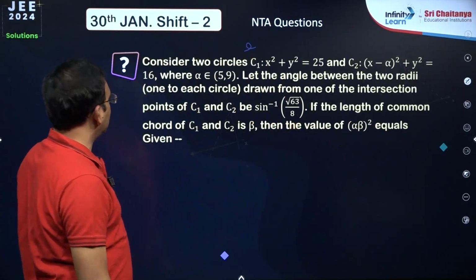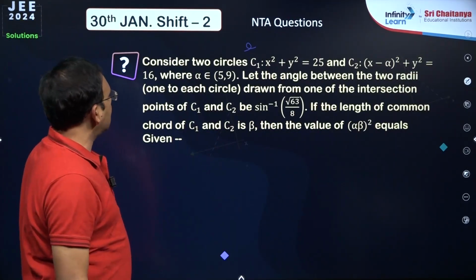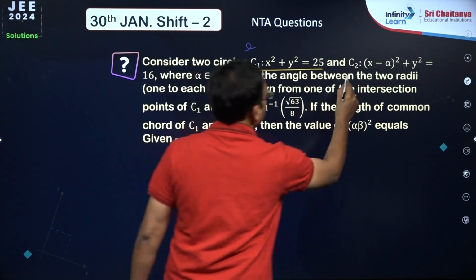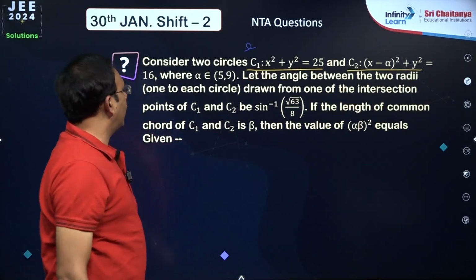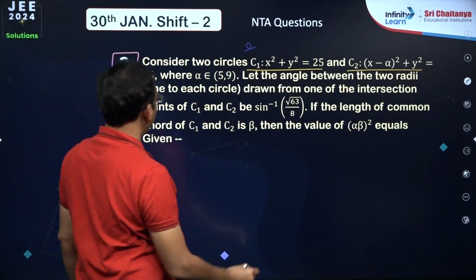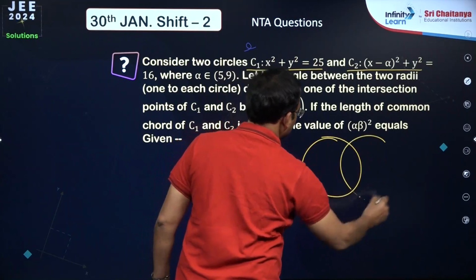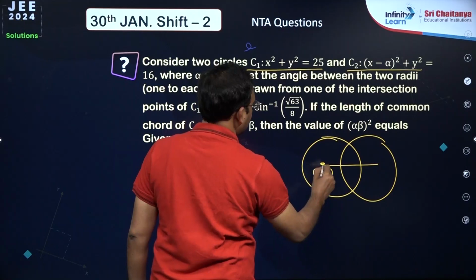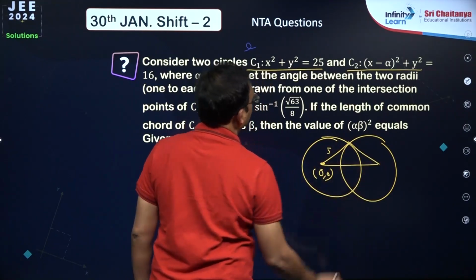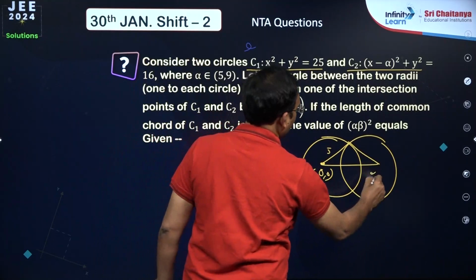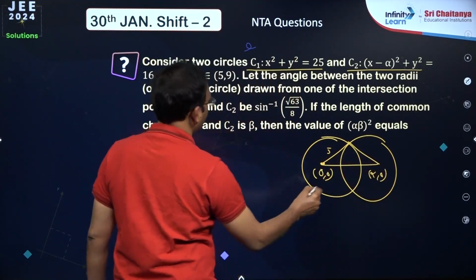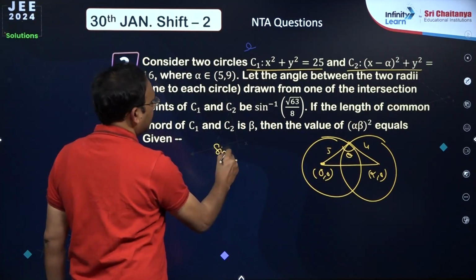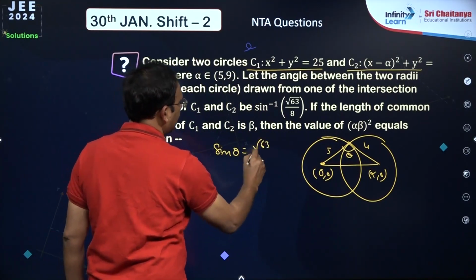Okay. The next question, dear students, you see this. Consider two circles. The first circle is x square plus y square is equal to 25. The second circle is also given, my dear friends, where alpha is in the interval, and the angle between the radii, you see two circles are here. The first circle has center 0, 0 and radius 5. The second circle has center alpha comma 0 and radius 4, my dear friends.